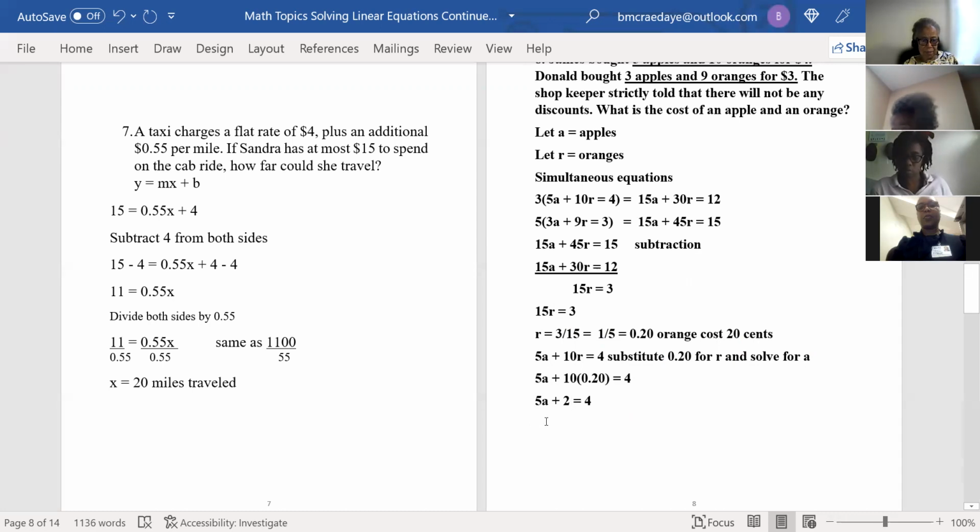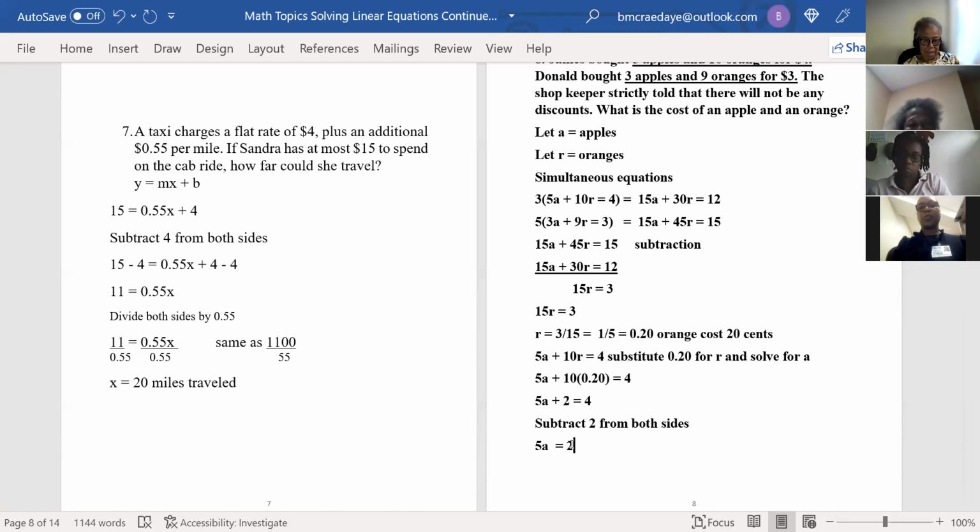All right. Now, what do you do next, Maureen? You're solving for A. What's the next step? Get your constants together, the 4 and the 2. Subtract 2 from both sides. So that's going to give you 5A equals 2, right? 4 minus 2 is 2.